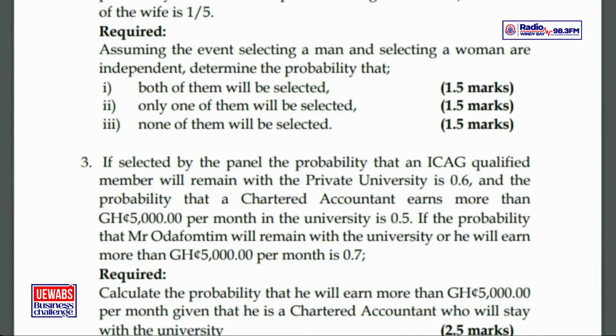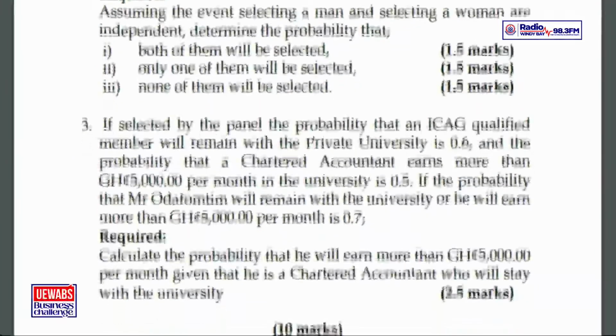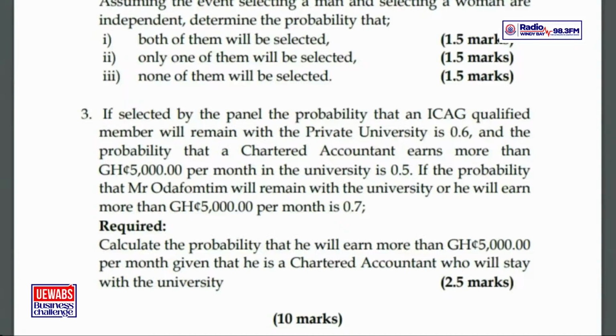Question 3. If selected by the panel, the probability that an ICAG qualified member will remain with the private university is 0.6, and the probability that a chartered accountant earns more than 5,000 cedis per month in the university is 0.5. If the probability that Mr. Odaform team will remain with the university or he will earn more than 5,000 cedis per month is 0.7, calculate the probability that he will earn more than 5,000 cedis per month, given that he is a chartered accountant and will stay with the university. 10 marks, 10 minutes, start work.